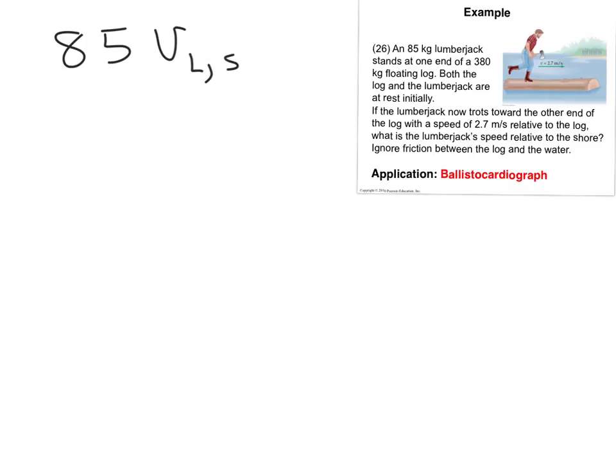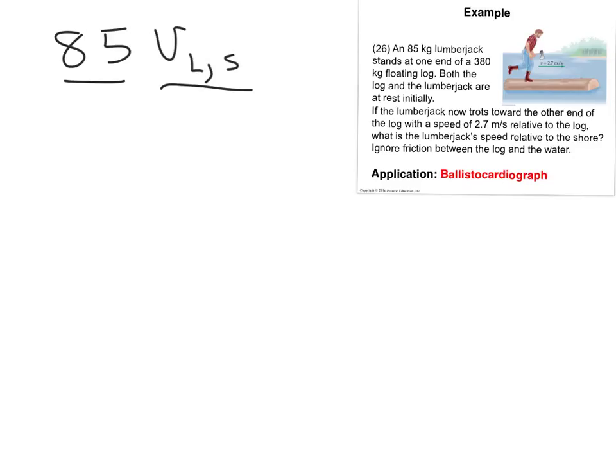Anyway, so we have conservation of linear momentum. The total linear momentum at any instant must be equal to 0. So as the lumberjack starts walking, I add the linear momentum of the lumberjack plus the linear momentum of the log. And this must be using velocity relative to the shore. That's why it is mass of lumberjack times an unknown velocity. The 2.7 is relative to the log, not relative to the shore.